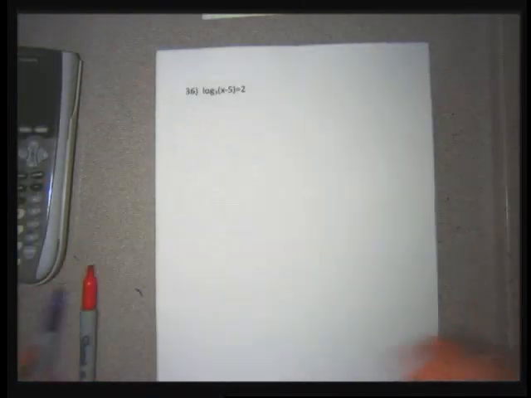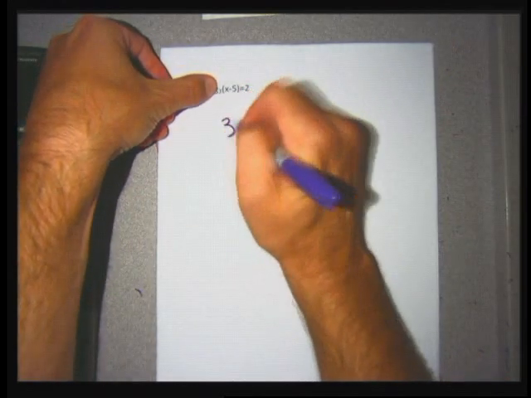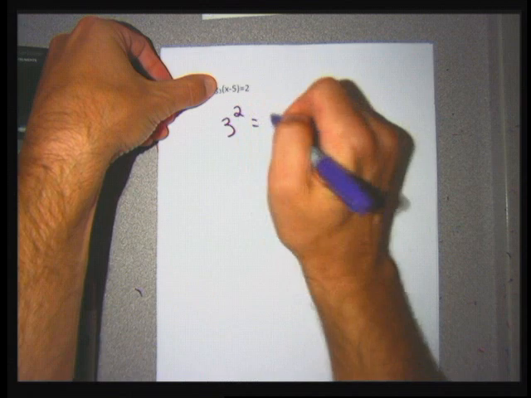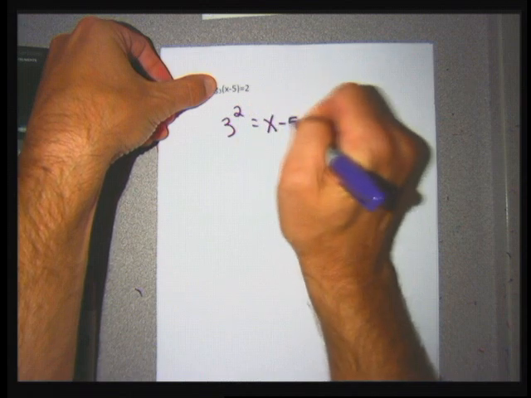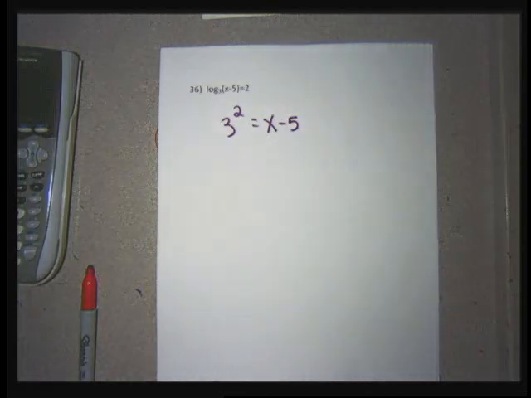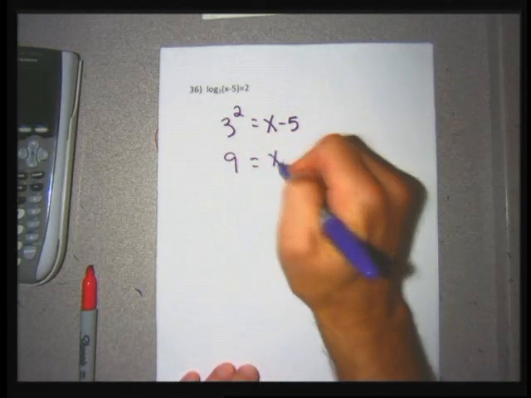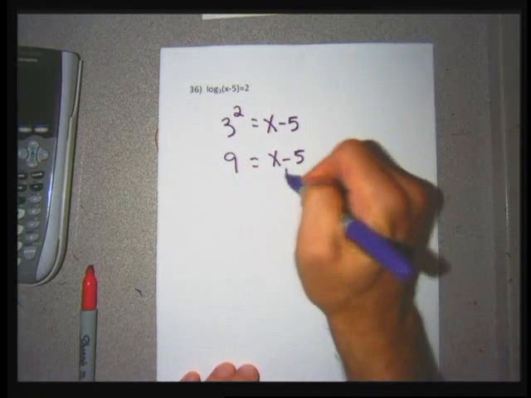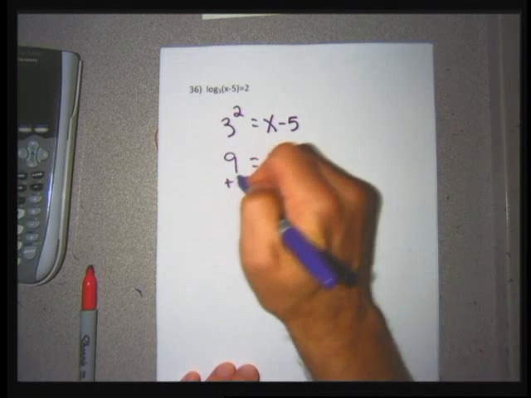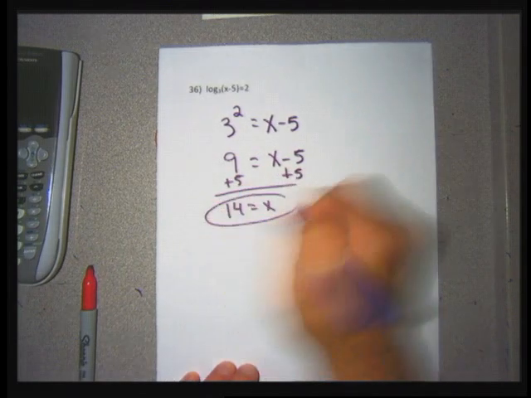36, same deal. I have one logarithm equal to a nice number. I'm going to write the problem without the logarithm. Delete the logarithm. The 3 stays low. I switch the 2 and the x minus 5. When the x minus 5 is written on the right-hand side, it doesn't need to be in parentheses anymore. Solve this. 3 squared is 9. This gives me 9 equals x minus 5. Add 5 to both sides and get my answer of x equal to 14.